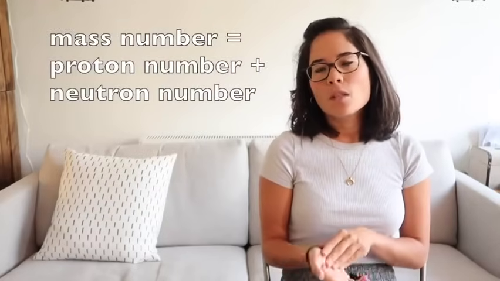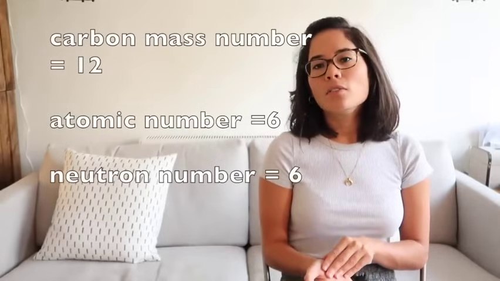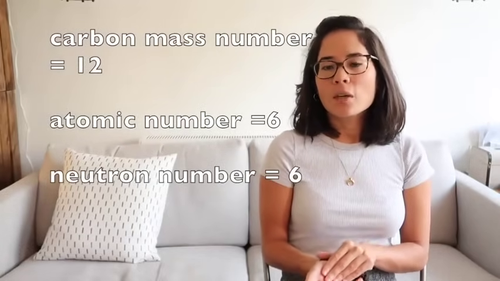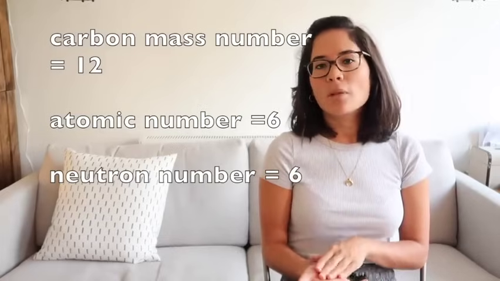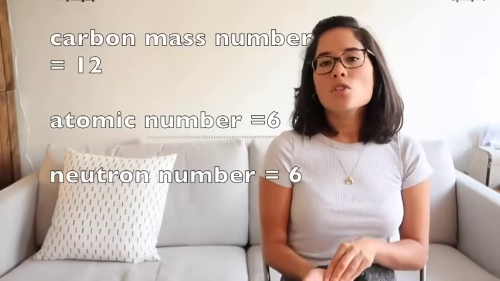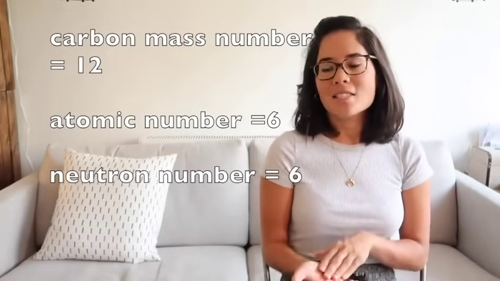Now looking at the mass number, the mass number is the total number of protons and neutrons. So if carbon has an atomic number of 6, that means the proton number is 6, it has a mass number of 12, that means you can work out the neutron number by taking the atomic number away from the mass number, so the neutron number of carbon is 6.